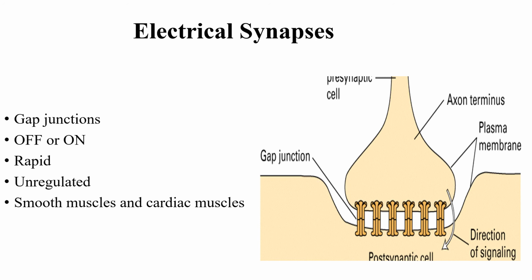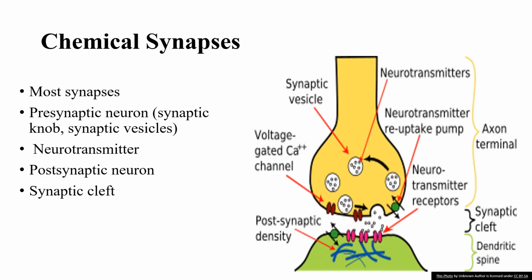Electrical synapses are not as common as chemical synapses in the human nervous system, and they're mostly present in smooth muscle and cardiac muscle. Most synapses in the human nervous system are chemical synapses, at which a chemical messenger transmits information one way across a space separating the two neurons.